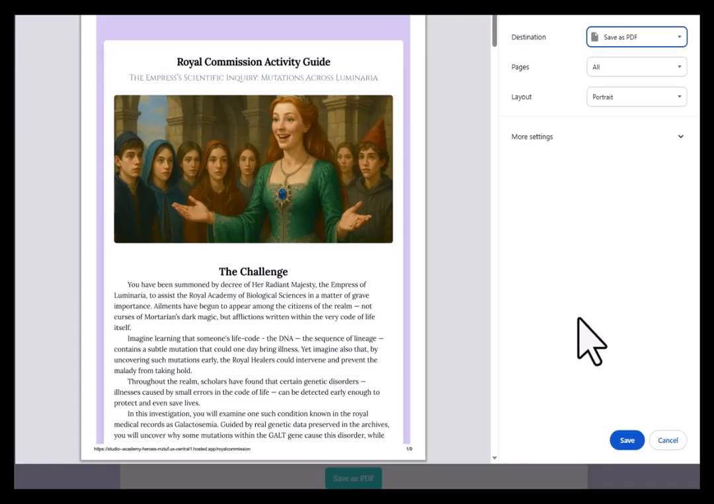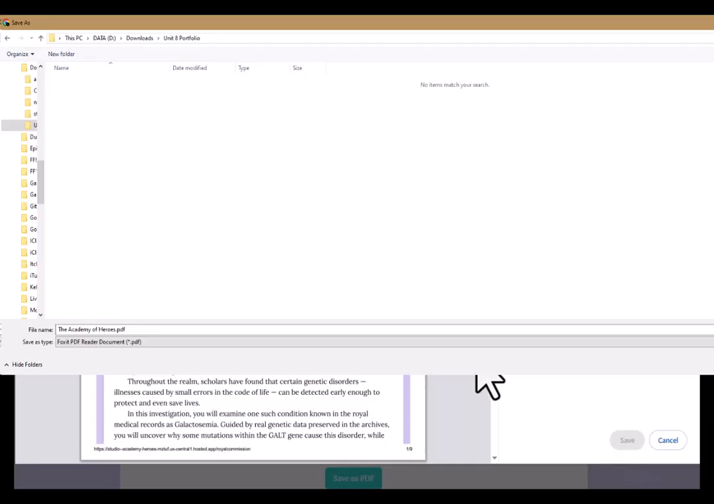And then when you have it set to Save as PDF, hit Save. And that is going to open up a window where you can save the assignment. It'll open up like the window to your downloads folder, or maybe to your desktop. I don't know, it's set different for everyone, but it opens up a window where you can save the file and type in a name.